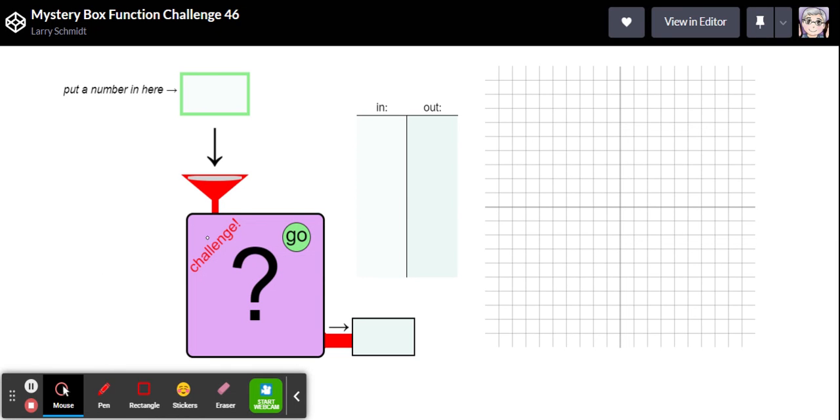It is a Friday, so we're having a special, extra challenging Mystery Box Challenge today. In this purple mystery box, there is some math, and your challenge is to figure out what that math is. You can use the link in the description, pause the video, and put in as many numbers as you like at the top, see how they come out changed at the bottom, and use that information to figure out what's inside the purple box. You ready for this challenge?